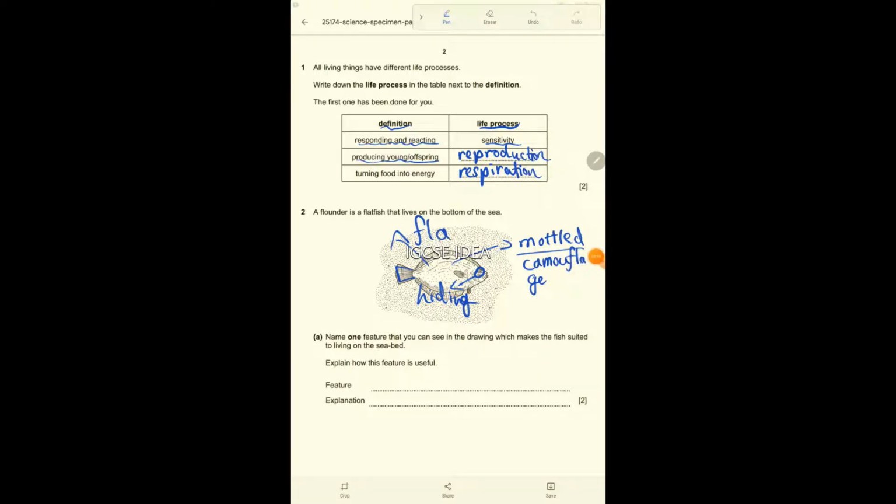Okay, so the feature is flat. Explanation: to hide from its predators.